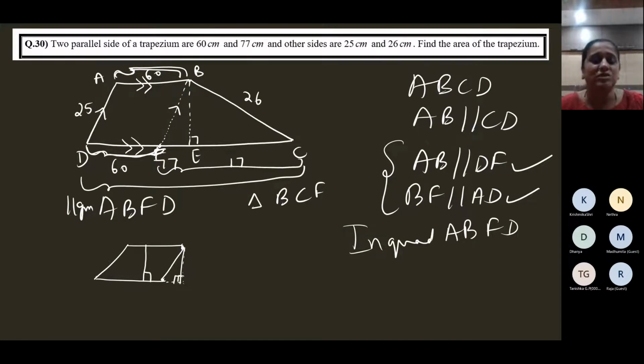Of course, it's not proportional. You will ask me 60 is so small, but 17 is so big. It's just a representation, so I cannot be accurate. FC, the remaining portion, is 17. The whole thing, DC, from D to C is 77, that's given in the question. DF is 60 because the opposite sides of the parallelogram are equal. So the remaining part is 77 minus 60, which is 17.